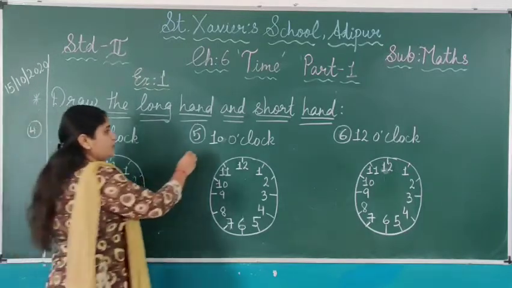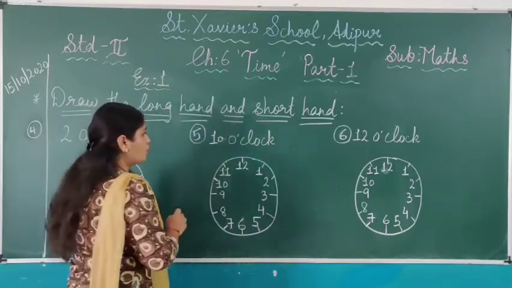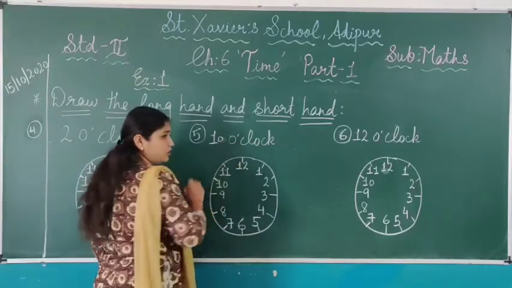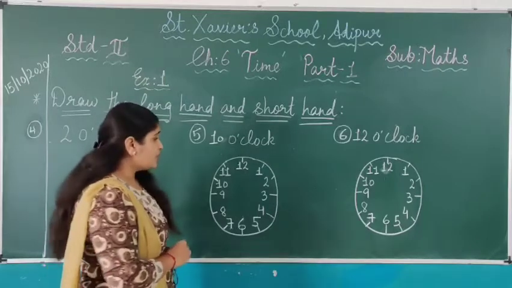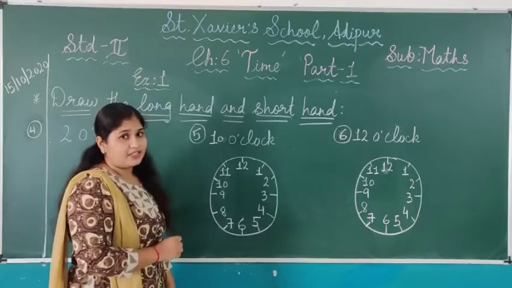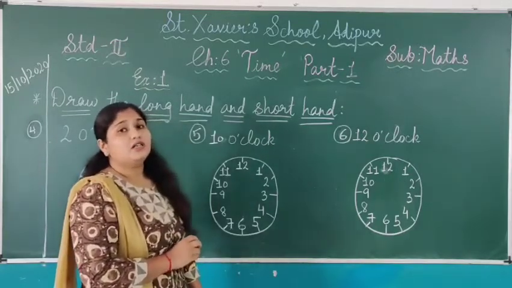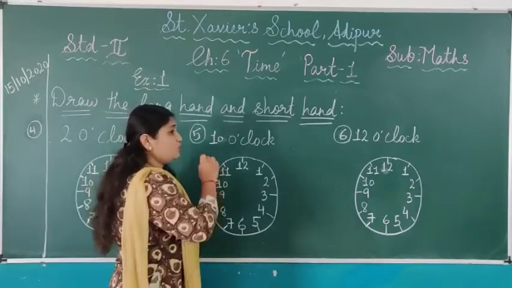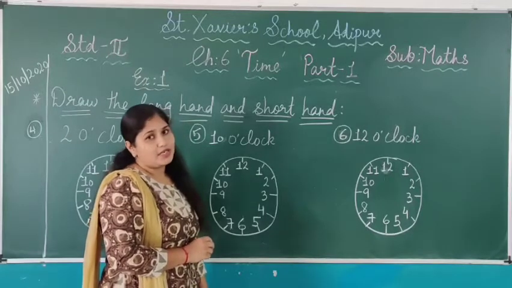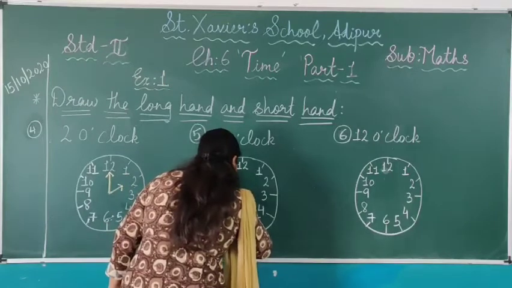Now, fifth one. Fifth is 10 o'clock. The fifth one is 10 o'clock. Right? Students, 1 o'clock, mat samajhna. It is 10 o'clock. Kitne baj rahe hain? 10 baj rahe hain. So, jo students, maine aapko bataya pehle hi ki jabhi bhi aapko time, right, aapko hands draw karte hain. So, long hand hamesha kis ki taraf hai yahan pe? 12 ki taraf, right?